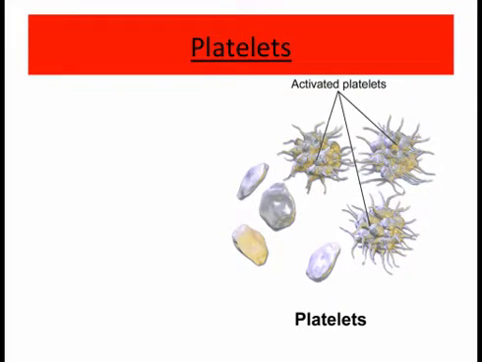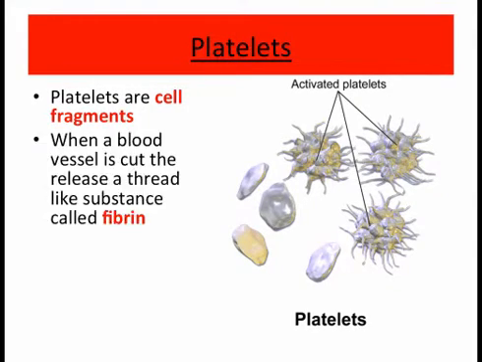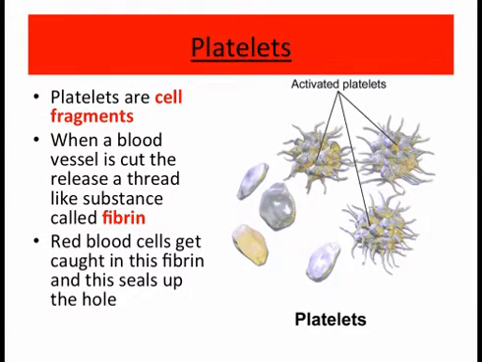The next constituent part of the blood we're going to look at are platelets. Platelets are cell fragments, very small pieces of cells, and they're involved in blood clotting. So when a blood vessel is cut, they release a thread-like substance which is called fibrin. This makes like a net around the hole and actually causes the red blood cells to get stuck in this fibrin. All of the red blood cells stuck in this net seal up the hole so blood can no longer escape.